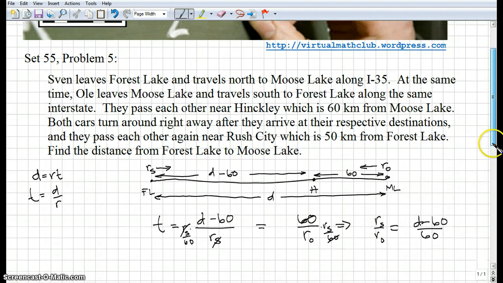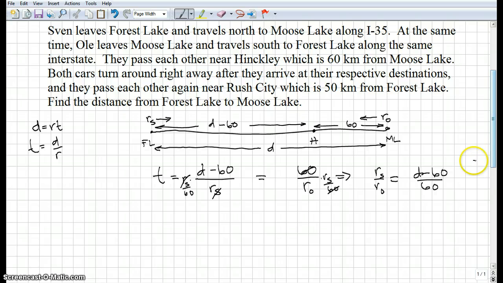Okay? So let's look at the second scenario where, okay, let's draw our diagram again. So we have Forest Lake, and we come across here, and here's Moose Lake. Alright? Now, what has happened? Sven has traveled the whole distance to Moose Lake, and he's come back, and now he's at, what was it, Rush City?